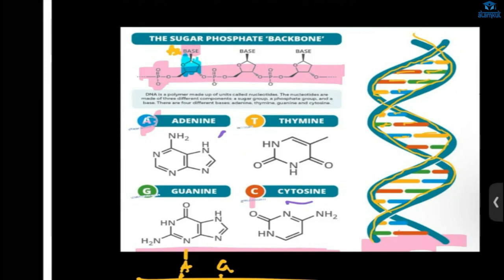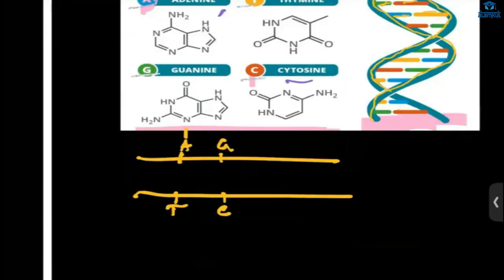Got it? DNA structure. Shazan, why are you turning there? Okay, how many strands do we have in our DNA? 1, 2.